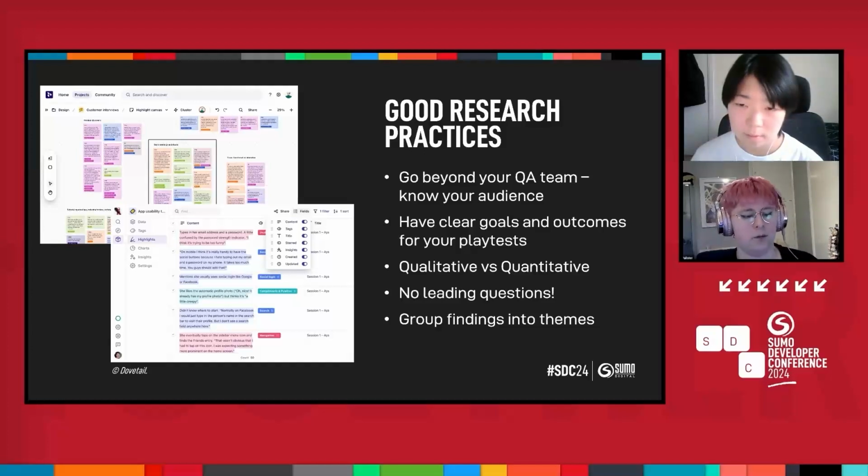Additionally, when you test, you need to know what you're testing and why. Have clear goals and outcomes for your playtests. You should always be trying to validate something and know the metrics that you are measuring and how they can be turned into actionable feedback.